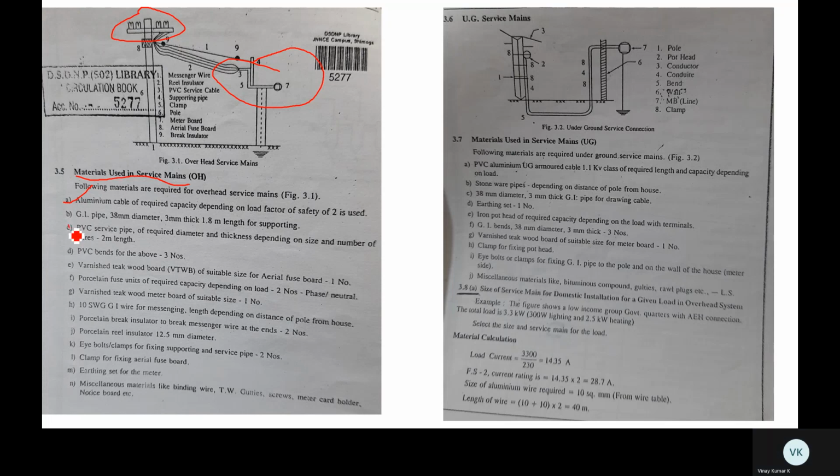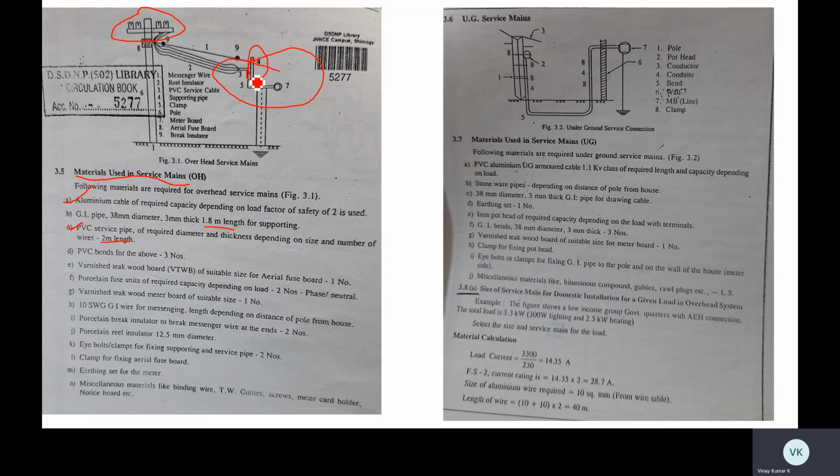PVC service pipe is also required, which depends on the size of the wires we are using, and will be about 2 meters in length. These lengths are very important: 1.8 meters, 2 meters. The 1.8 meter GI pipe is used at the supporting wall which is going to receive the service lines from the nearest pole. This should normally be at a height of 1.8 meter.